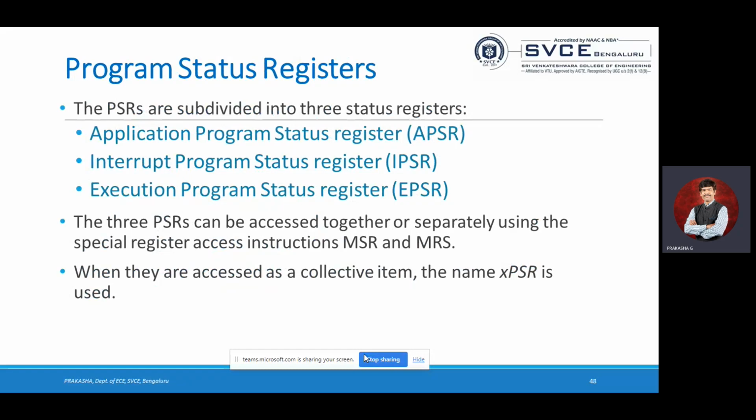Similarly, with respect to PSR, the program status register, if I am able to execute all three types of PSRs, then instead of mentioning them individually, I am going to use X as the indication for dealing with all. All three types of PSRs can be operated. It will consider all.